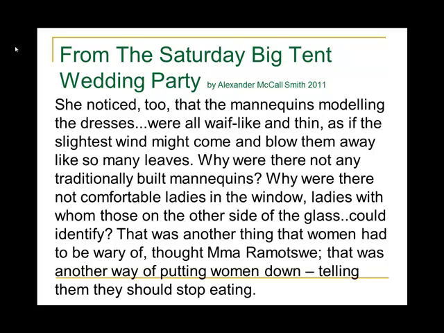This is another bit of whimsy. You can flick across this if you don't want to read it. It's just an excerpt from a story by Alexander McCall Smith about an African woman who lived in Botswana, noticing that the mannequins modelling the dresses were all waif-like and thin, as if the slightest wind might come and blow them away like so many leaves, and she wondered why there were not any traditionally built mannequins. Why were there not comfortable ladies in the window, ladies with whom those on the other side of the glass, as in her, could identify?